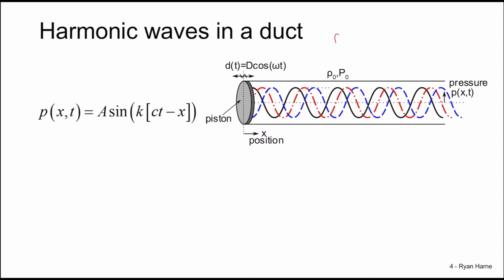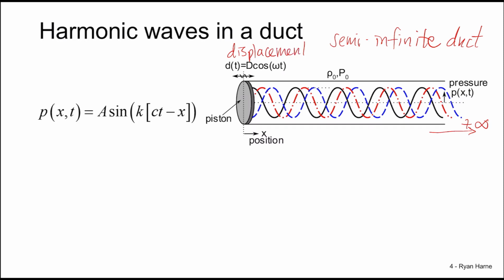Let's consider a semi-infinite duct. It extends forever in the positive x direction, but terminates in a rigid piston at x is 0. This piston displaces with amplitude capital D and a harmonic or periodic frequency omega in radians per second. This piston will create acoustic waves in the duct. And since there are only positive x traveling waves, we only have the functional argument ct minus x in this case.